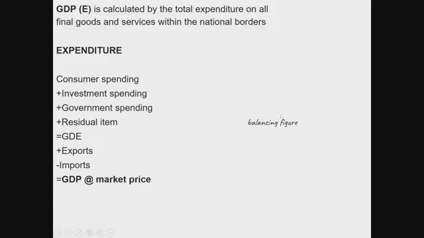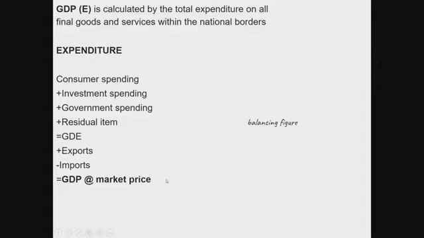And here it explains to you it's a balancing figure. I will explain to you shortly what that means. So you have all your participants in the economy spending, and you will add the residual item, which sometimes can also be a negative total. And that will give you your GDE, and GDE stands for gross domestic expenditure, right? To that, we add our exports and minus our imports, which will give us our GDP at market price.